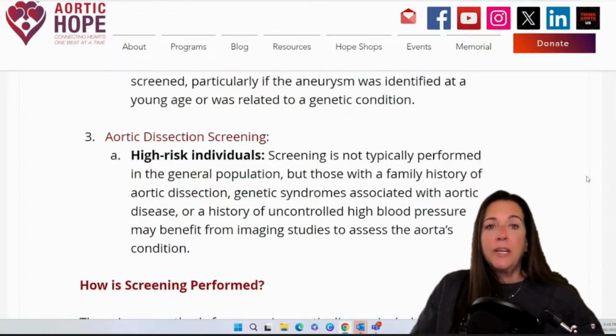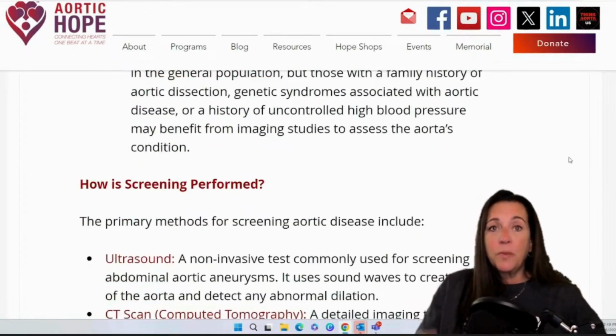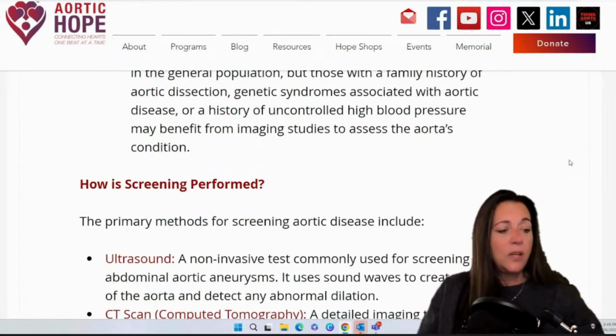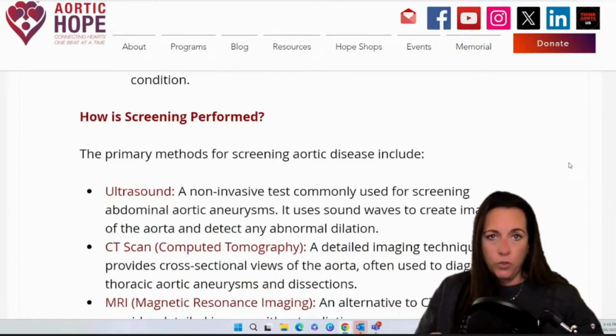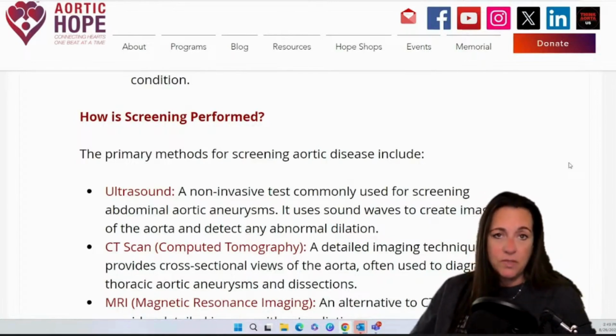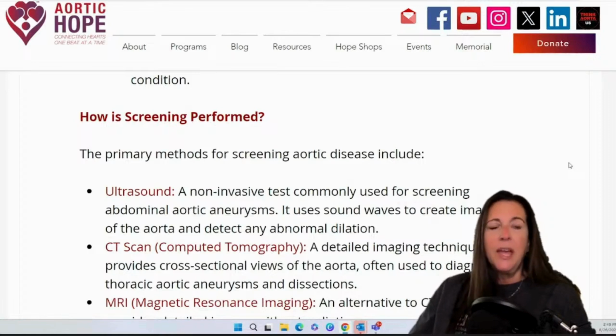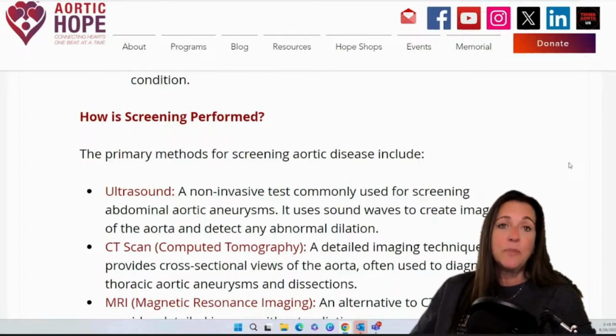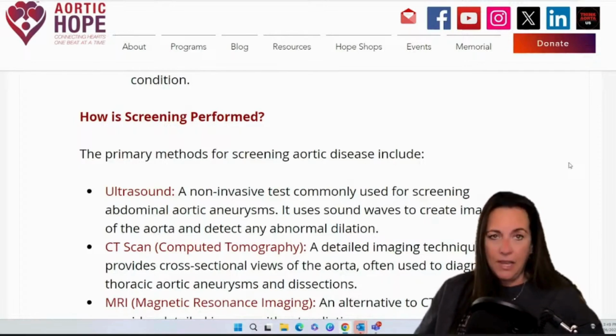Okay. Screening. Let's talk about how it's performed. So the primary methods for screening aortic disease are an ultrasound. And that's a non-invasive test, and that's used for screening abdominal aortic aneurysms. You're not going to use an ultrasound for the thoracic. It's going to be in the belly. And it uses sound waves to create images of the aorta and detect abnormal dilation in the abdomen area.